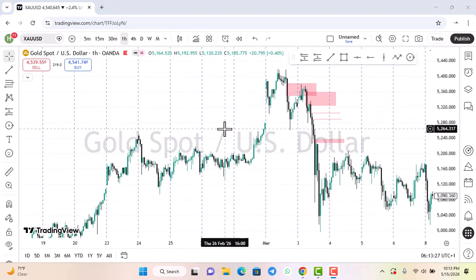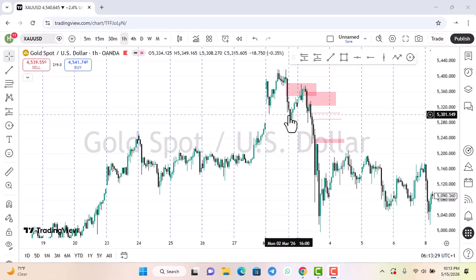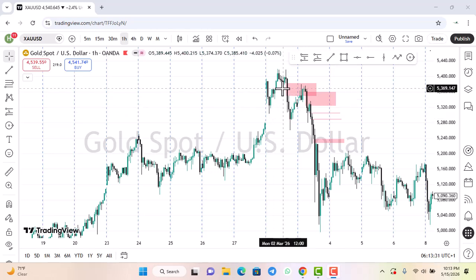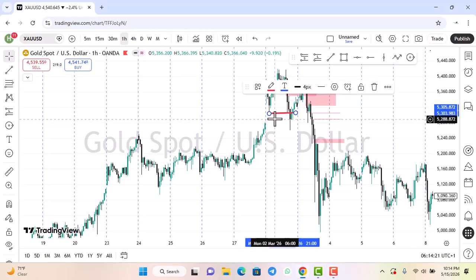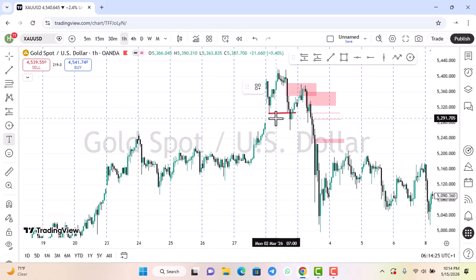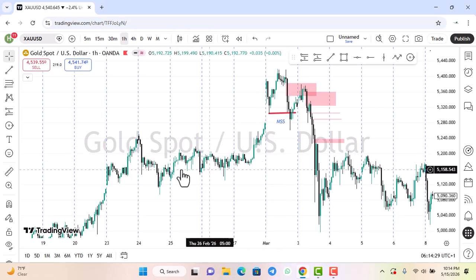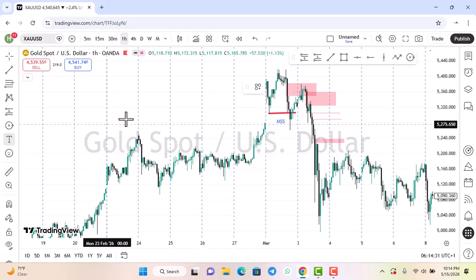So let's check this example. In an uptrend, you can see this is our last higher high. When price come down and close below it, what we have now is MSS, which is market structure shift. Market structure shift.